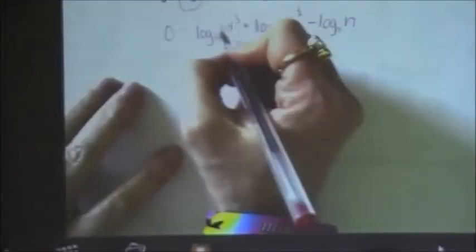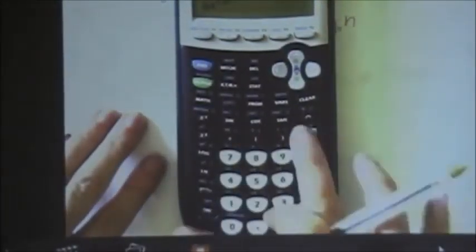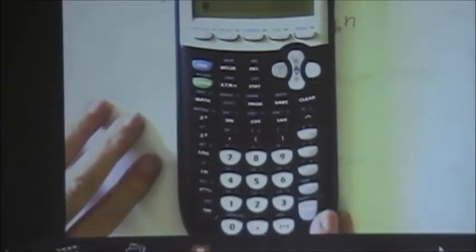So that means I now have log base 5 of 64 to the 1/3 power plus log base 5 of 49 to the 1/2 power minus log base 5 of n. And that still equals 0. Now the whole goal here is to solve for n. 64 to the 1/3 power is the same thing as the cube root of 64. So I could go ahead and simplify that, or if I wanted to plug it in my calculator, I could do 64 to the 1/3 power, and you get 4.